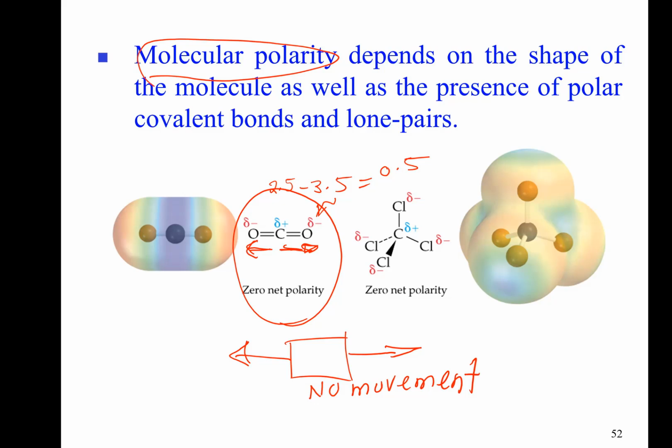So carbon dioxide, because of that reason, is nonpolar. That's why carbon dioxide is gas at room temperature, it's nonpolar. Water is liquid at room temperature, is polar. When molecules are polar, they attract each other from opposite ends.